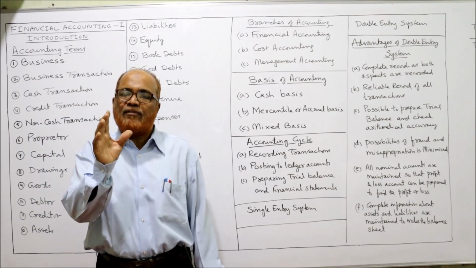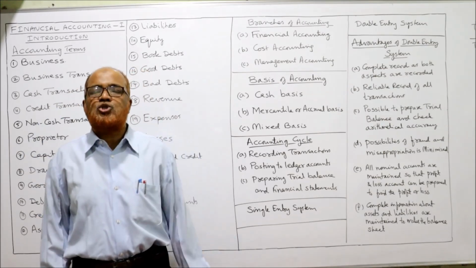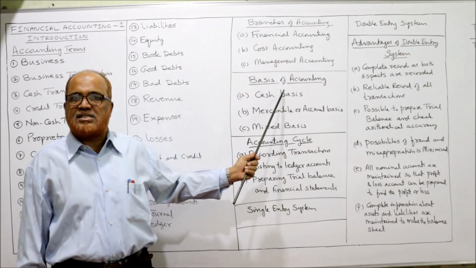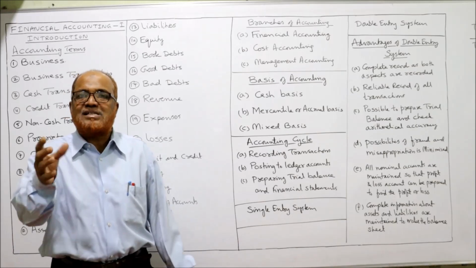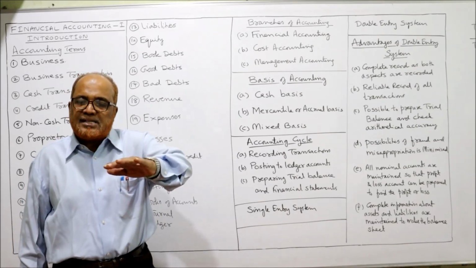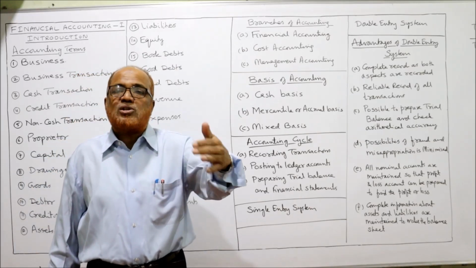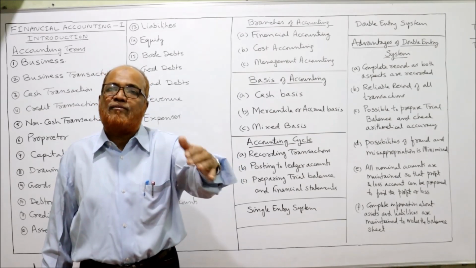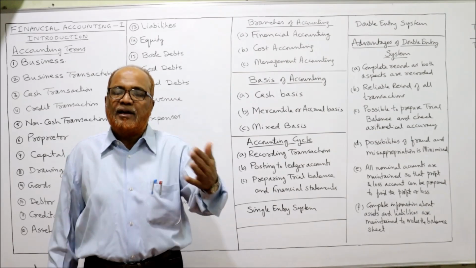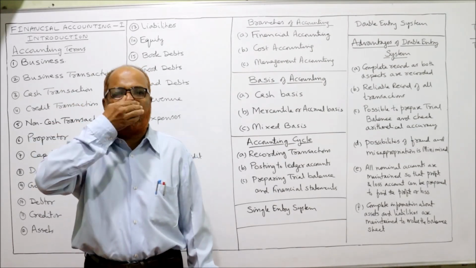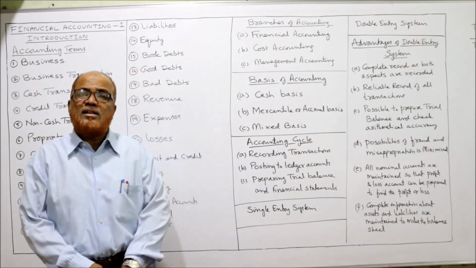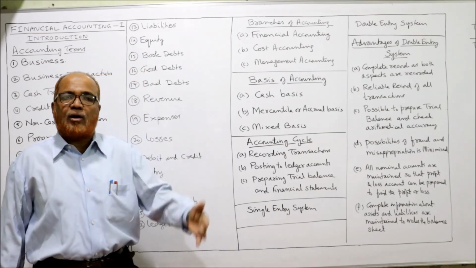In examination, very frequently you may get a theory question regarding what are the branches of accounting, what are the basis of recording the transaction, and what is accounting cycle. Accounting cycle shows the sequence of activities of accounting which are repeated every year. It is a cycle of activities. The cycle goes on repeating. Right? What are the steps in accounting cycle?